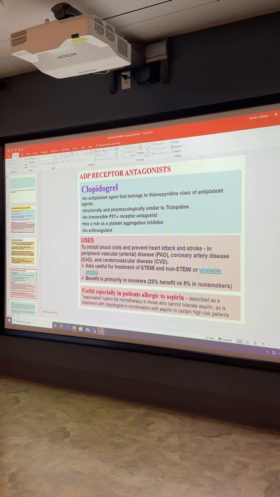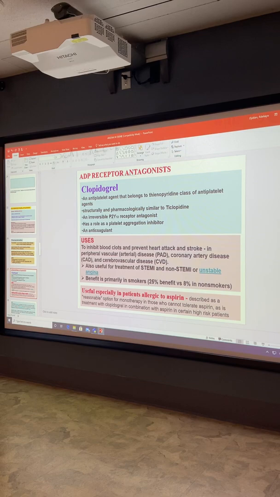Let's talk about the ADP receptor antagonist as the last group. This is an antiplatelet agent that belongs to the thienopyridine class, and Dr. Chelia will talk to you more about the thienopyridine class. They're structurally and pharmacologically similar to ticlopidine. Clopidogrel is an irreversible P2Y12 receptor antagonist which inhibits platelet aggregation and also acts as an anticoagulant. So, just like the GP2B3A receptor antagonist, clopidogrel is also a platelet aggregation inhibitor and an anticoagulant.